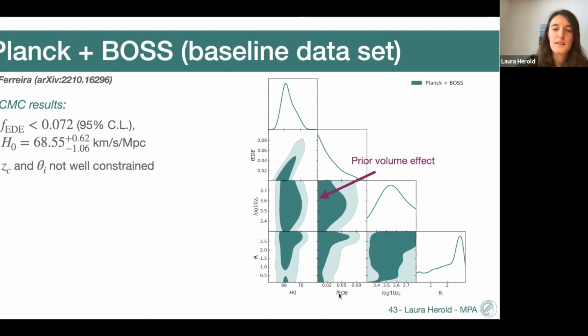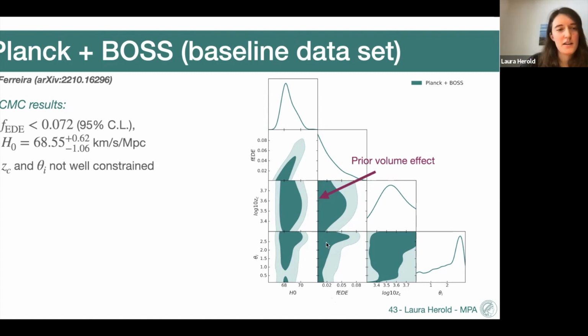So we find also this tight upper limit on the fraction of early dark energy. And one can essentially see this prior volume effect here, because when the fraction of early dark energy goes to 0, the critical redshift and the initial value of the EDE field are completely unconstrained.